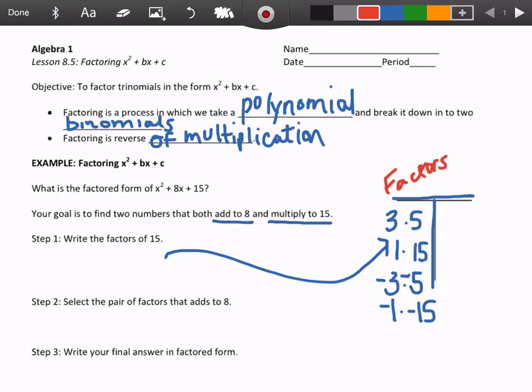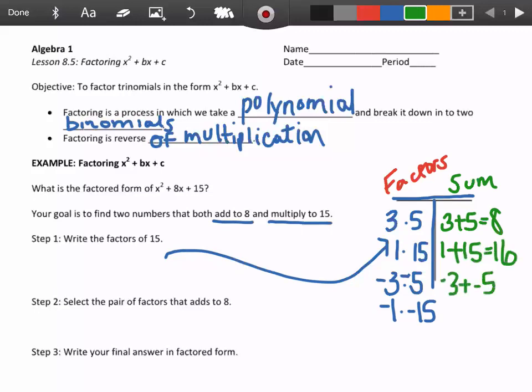And then on the right side, we're going to add those two factors. We're going to find the sum. The sum of 3 and 5, if we take 3 plus 5, we get 8. If we take 1 plus 15, we get 16. If we take negative 3 plus negative 5, we get negative 8. Do the same thing down below with negative 1 plus a negative 15. That gives us negative 16.